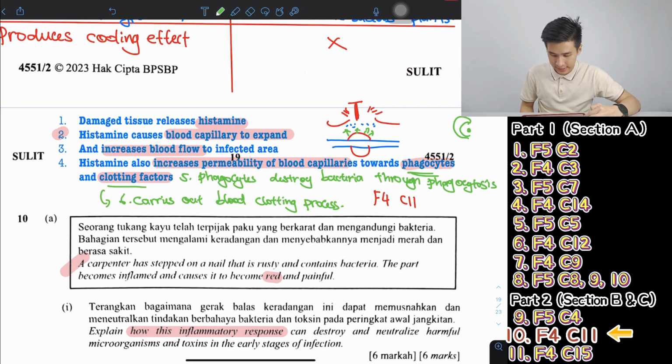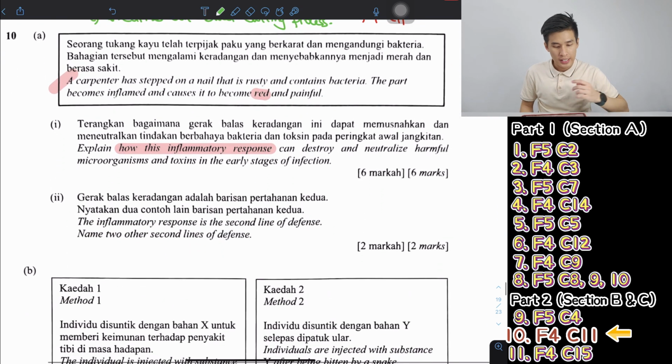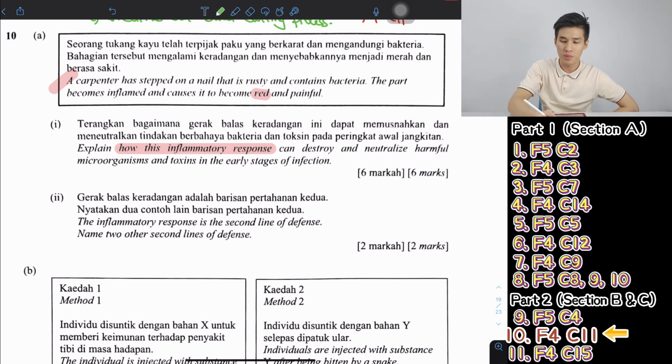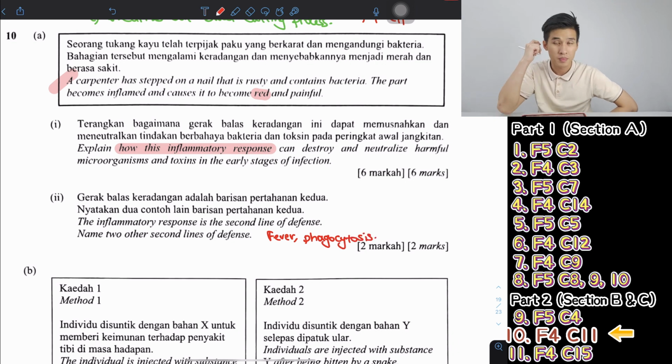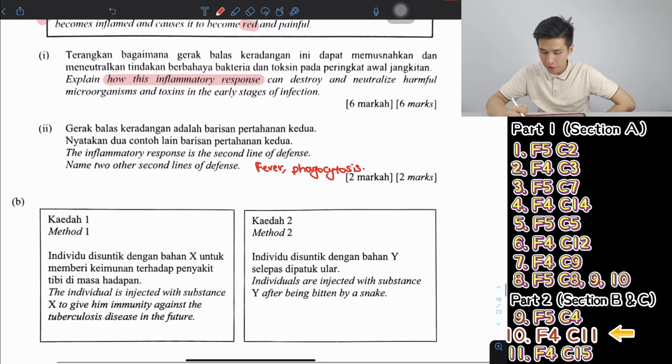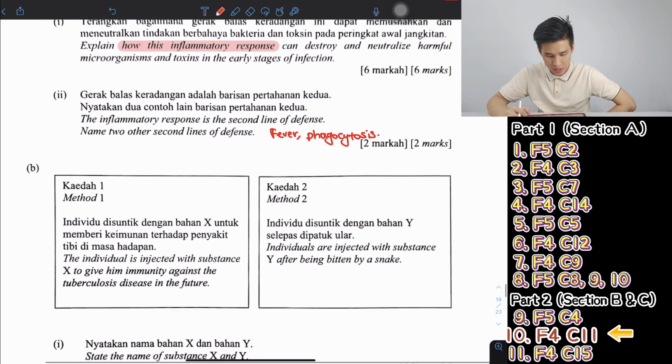And then the next one: the inflammatory response is the second line of defense. Name 2 other second lines of defense. Just the ones I mentioned, right? We have fever, and the one that we just wrote above, phagocytosis. So you can see inflammation and phagocytosis usually work together. For this one, I'll just briefly mention it, then you try to do it yourself because it's very simple.